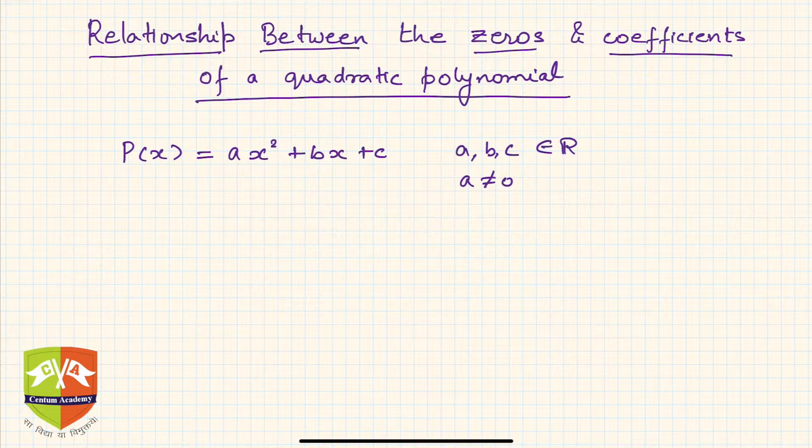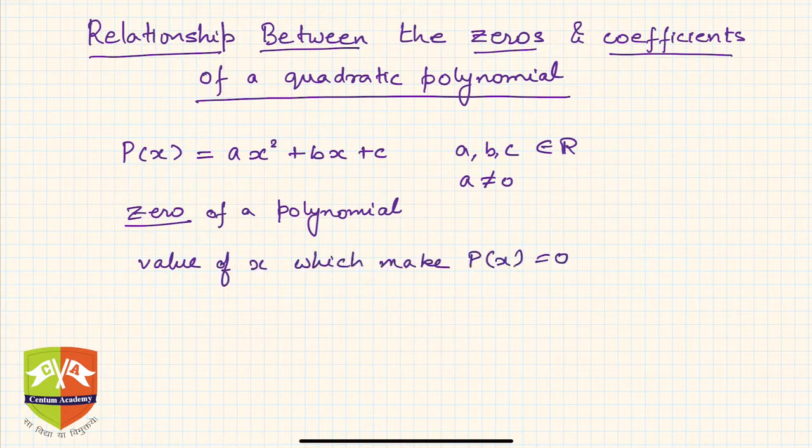Now, what are the zeros? Zeros are nothing but zeros of a polynomial. We saw in the previous session, zero of a polynomial. So what is zero of a polynomial? It's nothing but that value of x which makes p(x) zero. Those are called the zeros of a polynomial.